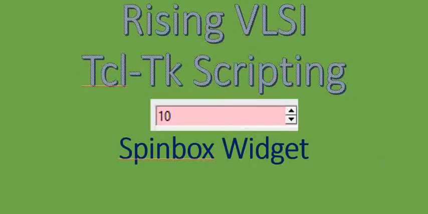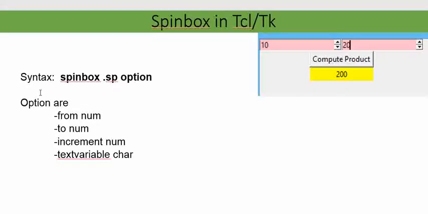This Spinbox widget can be instanced by writing the syntax: spinbox dot some name. For simplicity, I'm going to use dot sp, and we have certain options. Options are like minus from some number, minus to some number, which decide the range in which we can spin the number from lower to upper end, minus increment some number, which decides the step size, and minus textvariable. This variable holds the current value of the entry space.